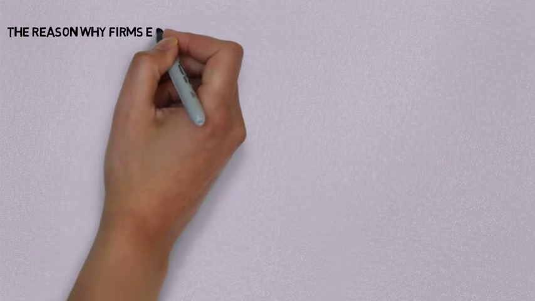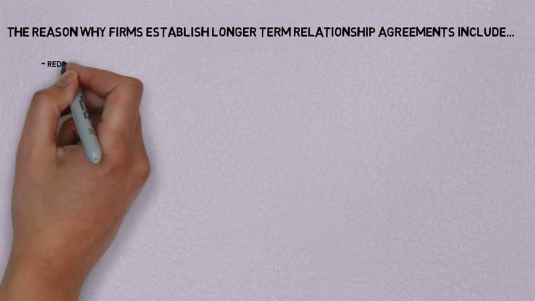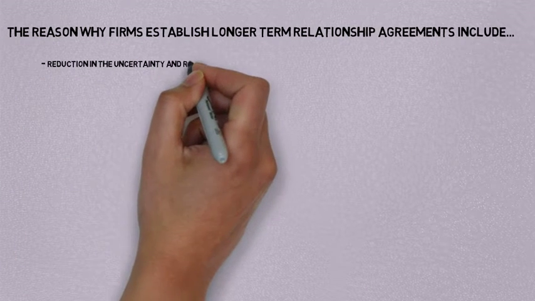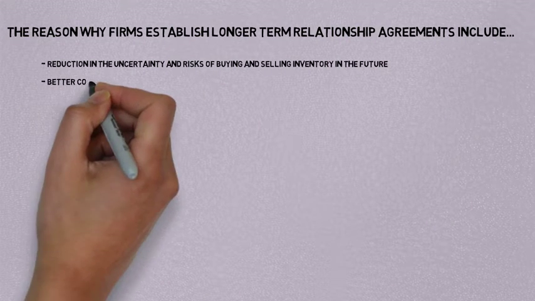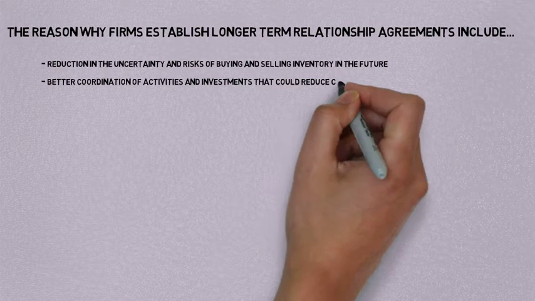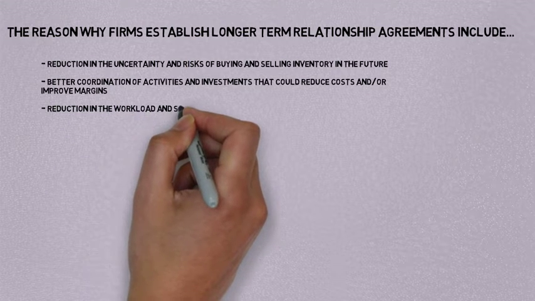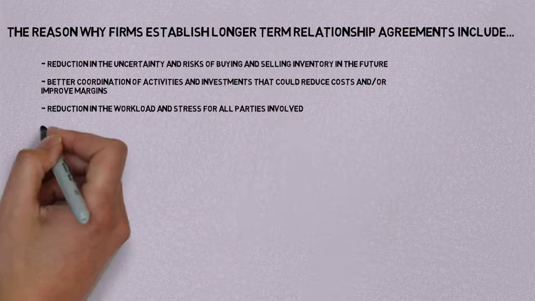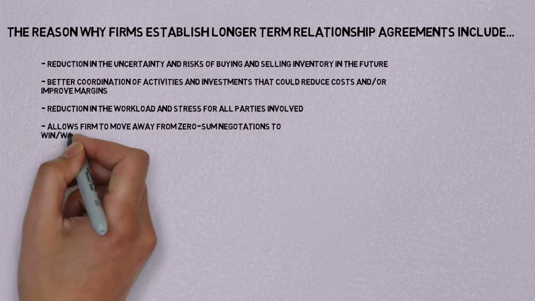The reasons why firms establish longer-term relationship agreements include reduced uncertainty and risks of buying and selling inventory in the future. They lead to a better coordination of activities and investments that could reduce cost and/or improve margins. They also reduce the workload and stress for all parties involved and allow your firm to move away from the zero-sum negotiations to the win-win business developments.